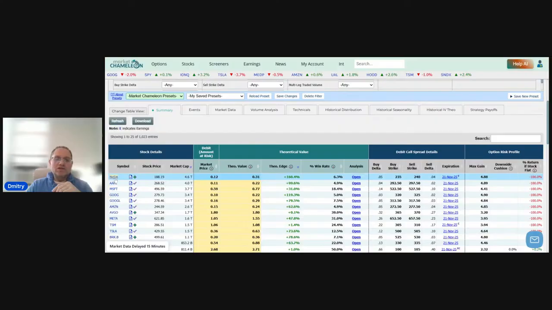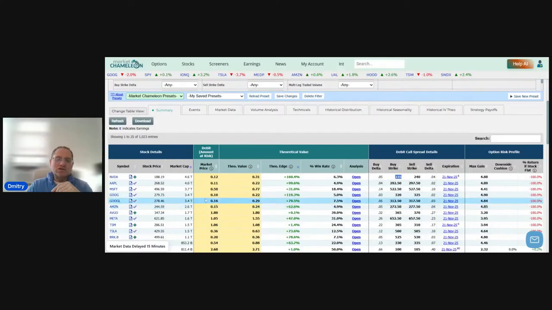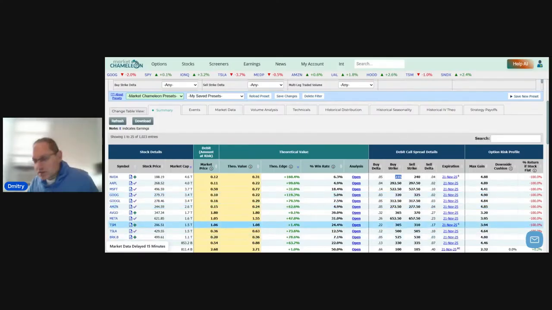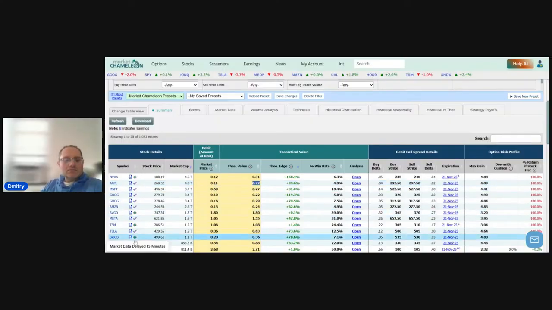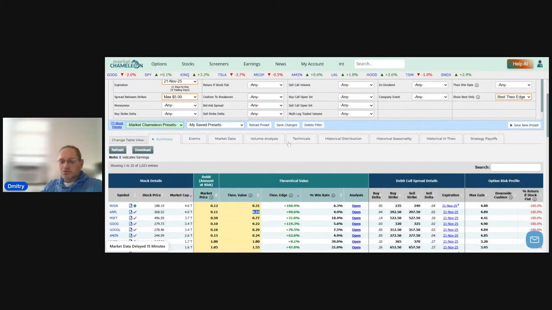You could see for NVIDIA, we have this November 21st, 235, 240, Apple, Microsoft. So this way it removes the other combinations by just showing us the best one by the theoretical edge, which is the difference between the market price and our average price based on those historical stock moves. So now that we did that, let's go back to our indicators. So we're going to combine, let's say we use that as our initial basis for potentially attractive spreads.